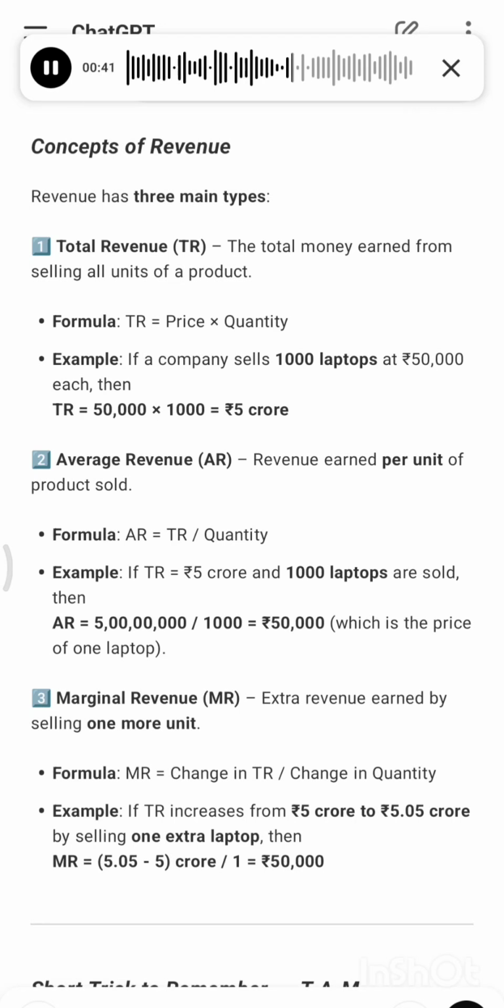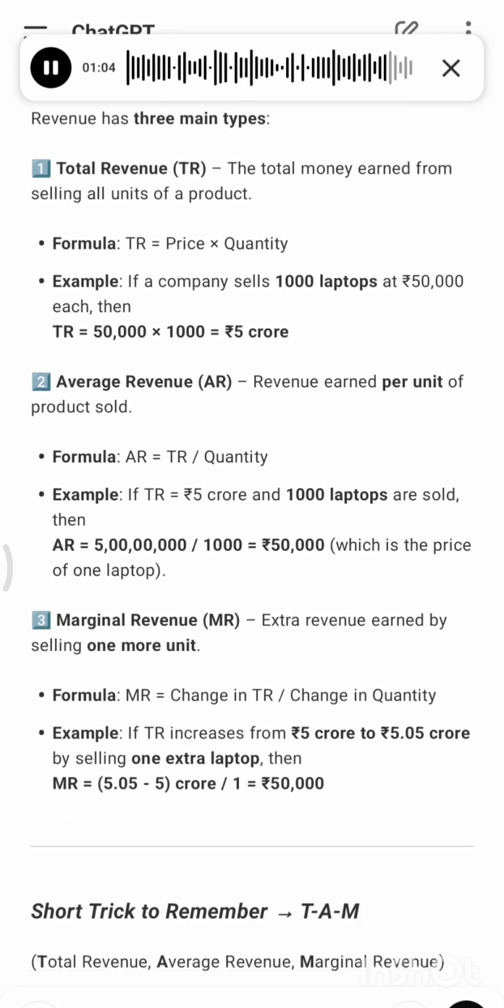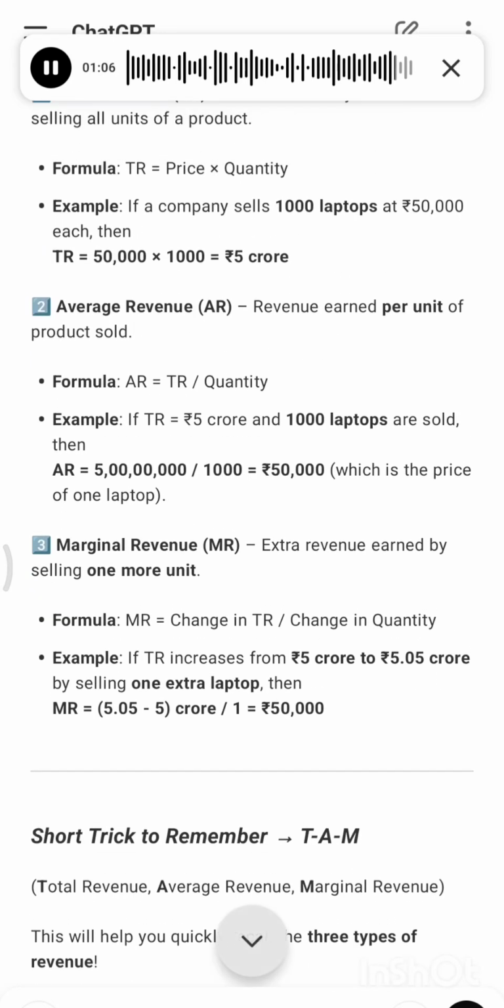3. Marginal revenue, MR: extra revenue earned by selling one more unit. Formula: MR equals change in TR divided by change in quantity. Example, if TR increases from 5 crore to 5.5 crore by selling one extra laptop, then MR equals 50,000. Short trick to remember: TAM, T total revenue, A average revenue, M marginal revenue. This will help you quickly recall the 3 types of revenue.